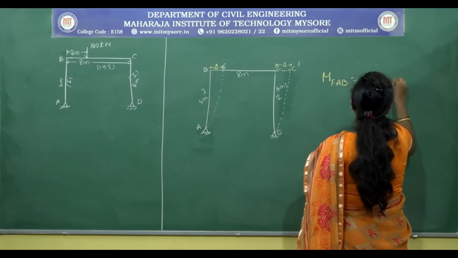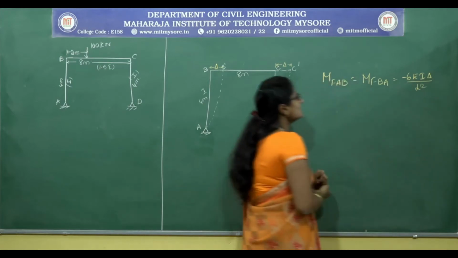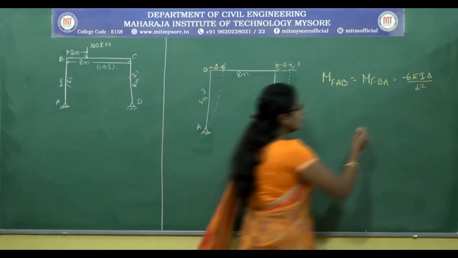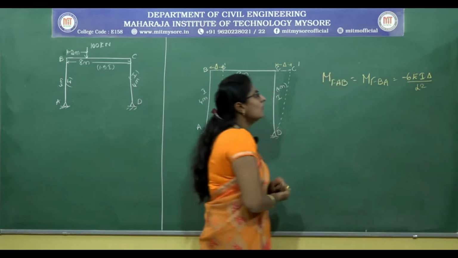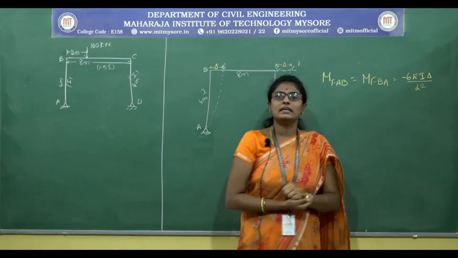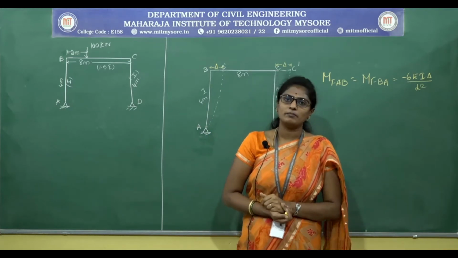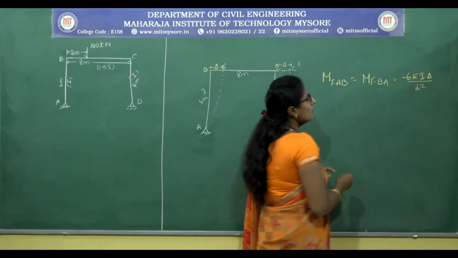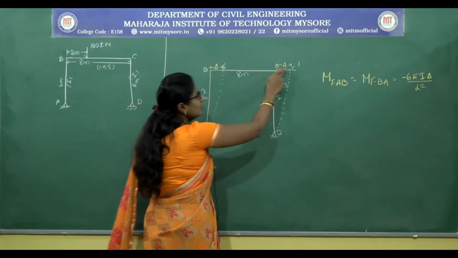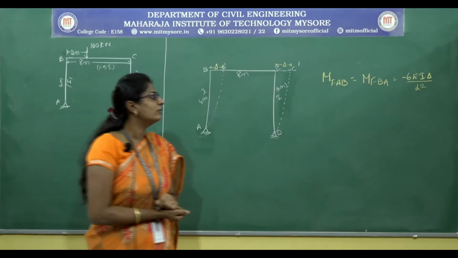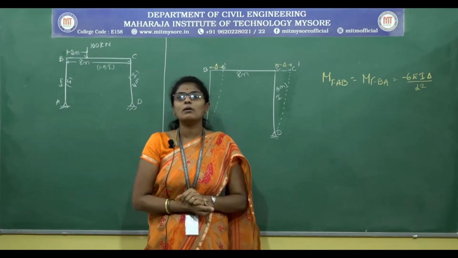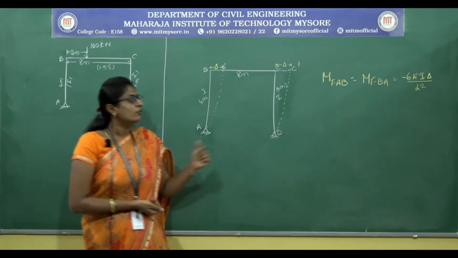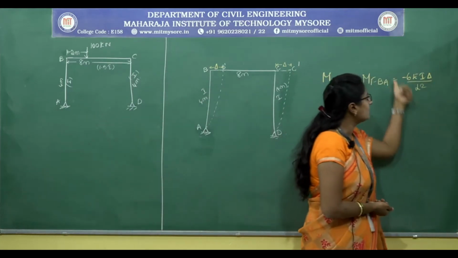that is given by minus 6 EI delta by L square. This is obtained from slope deflection equation, and we have taken this same value while calculating the moment which is caused due to settlement in our continuous beam problem. So, this is the exact magnitude of the moment. But what is this value of delta? We exactly don't know the value of delta, so we need to assume some arbitrary value, or we need to assume some relative numerical value for this moment.